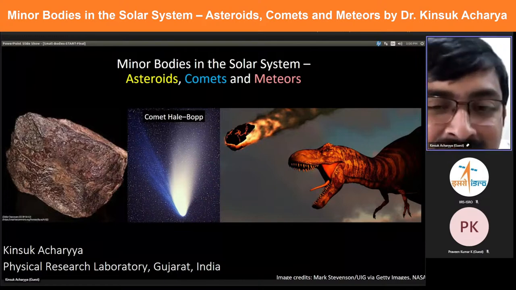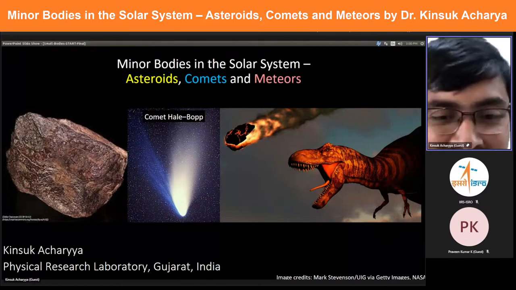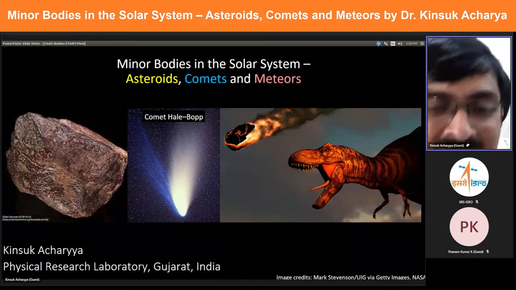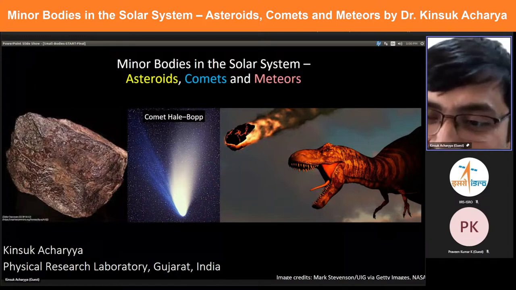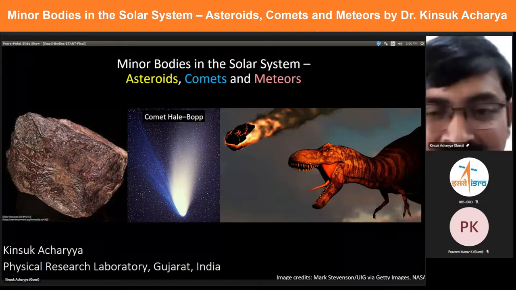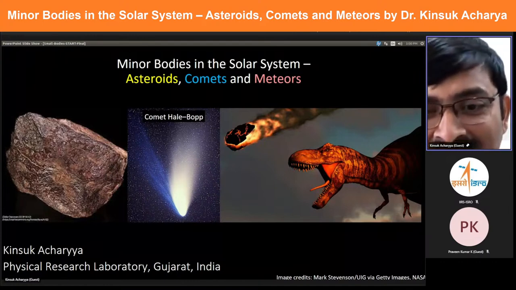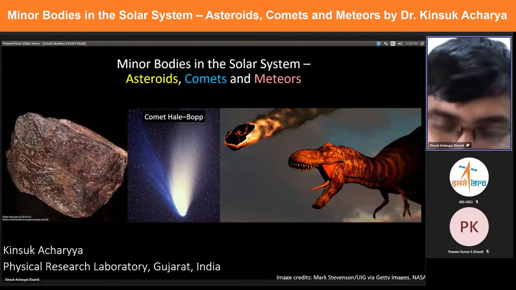As you can see from the title, I will talk about minor bodies. You can see one stone, broom-like structures with different colors, a scary-looking dinosaur, and an object which is landing on the surface. This creature does not know what is going to happen if this space rock lands on the surface.